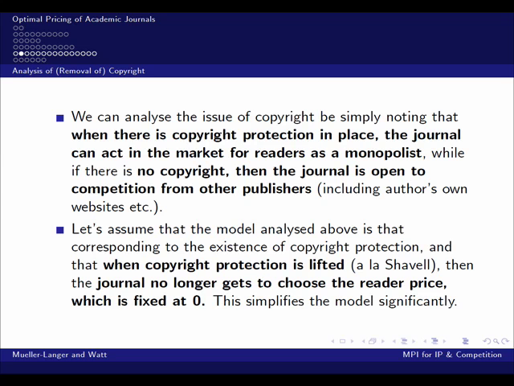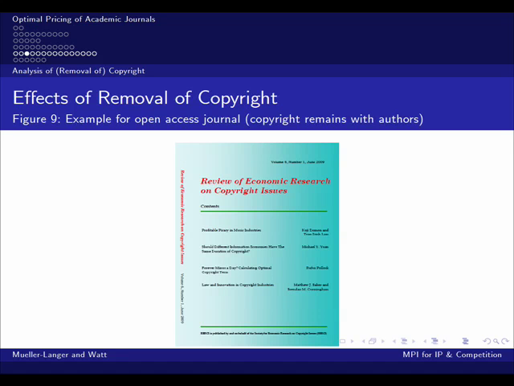What happens if copyright is abolished? In this case, we would have some kind of forced open access. So if copyright is abolished, then the journal has to set a reader price of zero and would then only generate profit from the author side. And this simplifies our model. But first note that this is an example of an open access journal.